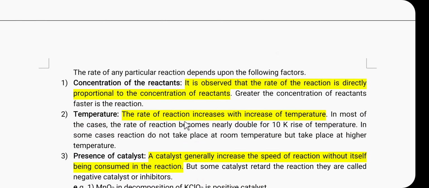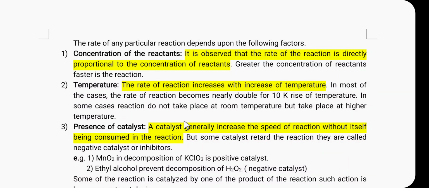So, there are various factors which affect the reaction rate. Let us consider them one by one. The first factor is the concentration of the reactant, and it is observed that the rate of the chemical reaction is directly proportional to the concentration of the reactant. That means as we increase the concentration of the reactant, the rate of the reaction also increases. So, this is the first factor which affects the rate of reaction.